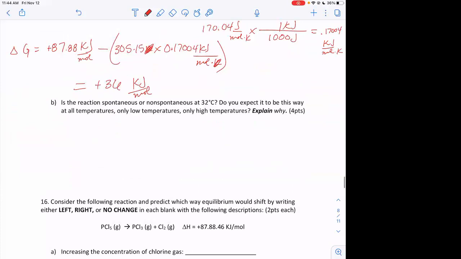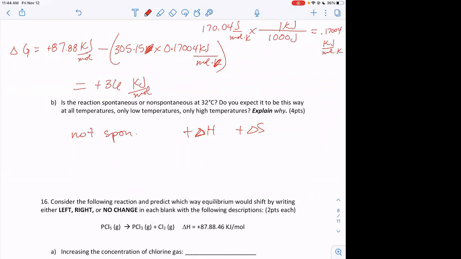This way, it is not spontaneous. But if you notice, you have a positive delta H and a positive delta S. And if you remember from the table, we worked some problems like this in lecture, and we went back and made a note on our table.